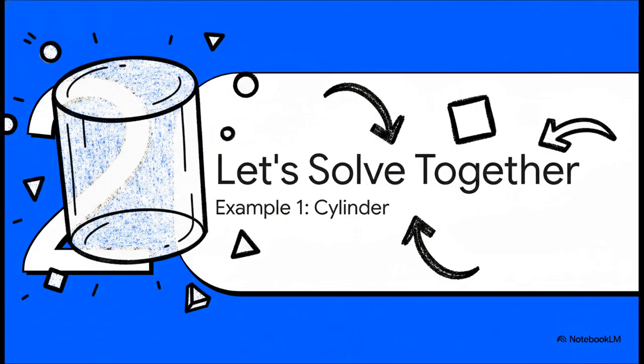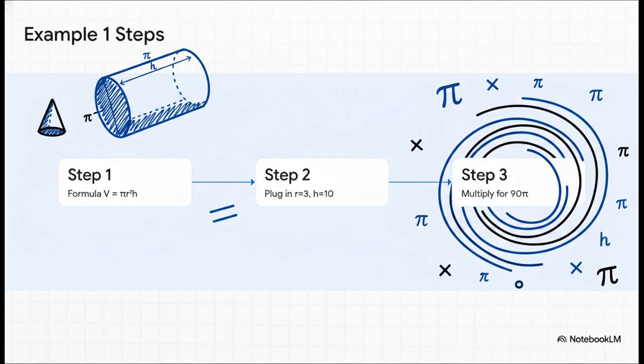Example 1, the cylinder. Say we have a cylinder with a radius of 3 centimeters and a height of 10. We just lock in our formula, V equals pi r squared h, and plug those numbers right in. 3 squared gives us 9, and multiplying that by our height of 10 gives us 90. That leaves us with 90 times pi.